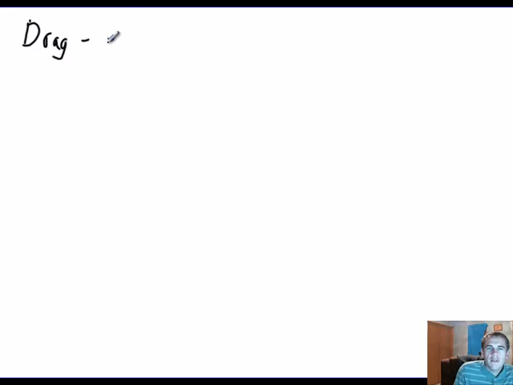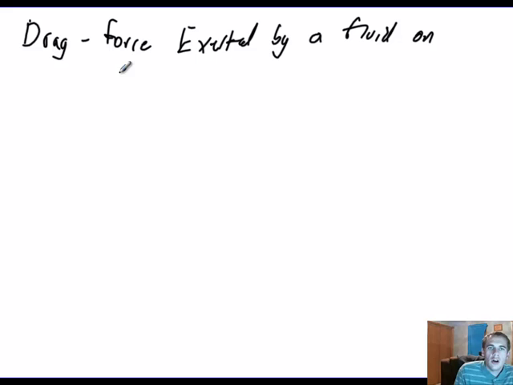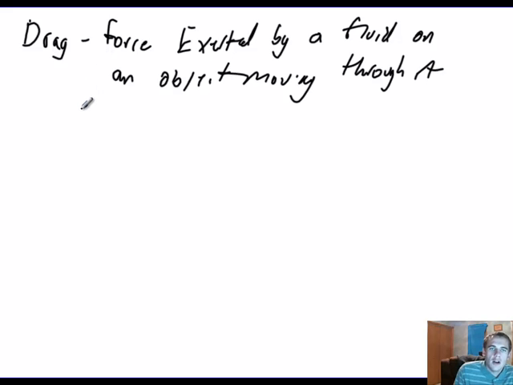Alright, we want to talk a little bit today about air resistance, which is really just drag. Drag is the force that a fluid exerts on an object moving through it. Force exerted by a fluid on an object moving through it. And it's important to note that this force opposes motion.